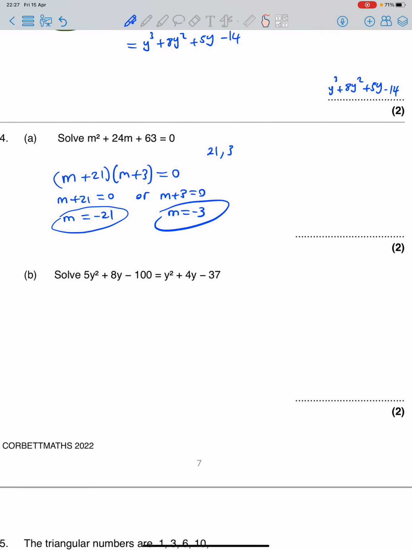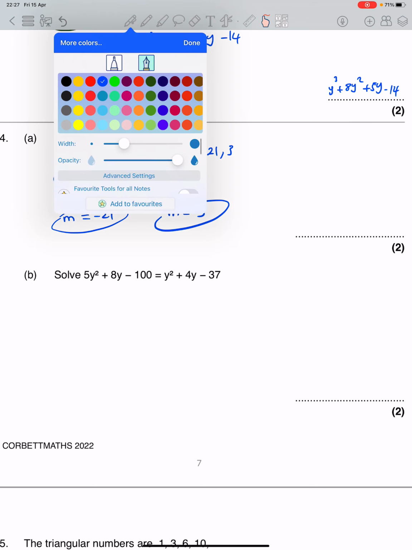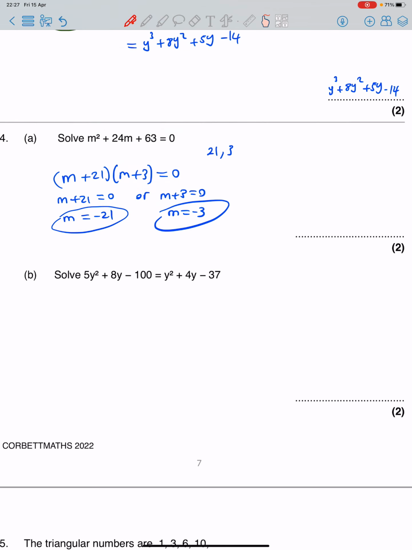Next, solve 5y squared plus 8y minus 100 equals y squared plus 4y minus 37. With a quadratic equation, it's quadratic because it's the whole squared term. We must always make it equal to 0. So we're going to subtract y squared from both sides, giving us 4y squared. We're going to subtract 4y from both sides, giving us plus 4y. And we're going to add 37 to both sides, and minus 100 plus 37 is the same thing as minus 63. And that is going to be equal to 0.